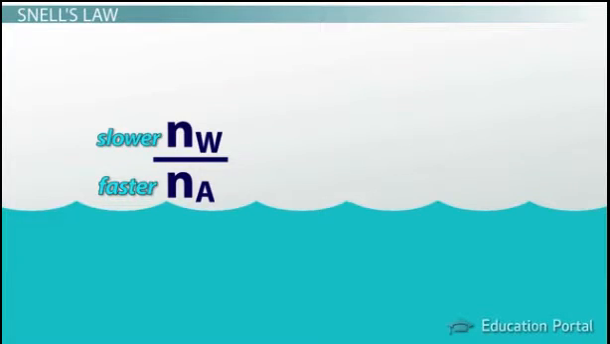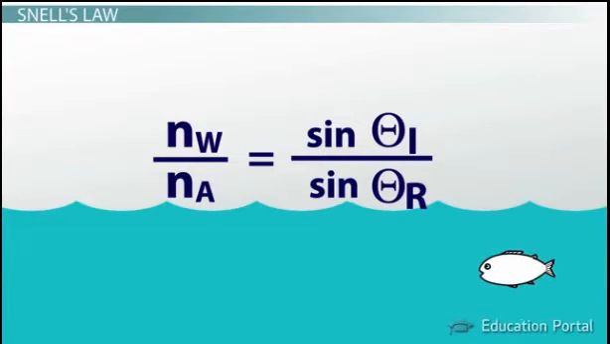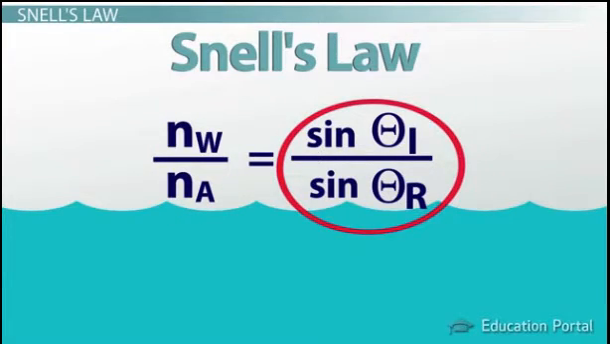It turns out that these indices are also related to the sine of the angles for each ray of light. Just as NW is larger than NA, the sine of the angle of incidence is larger than the sine of the angle of refraction. This expression reads NW over NA equals sine theta I over sine theta R. So now we can see the relationship between all the angles and the indices of refraction. We call this expression Snell's law. It shows how the ratio of the n values is the inverse of the ratio of the angles.